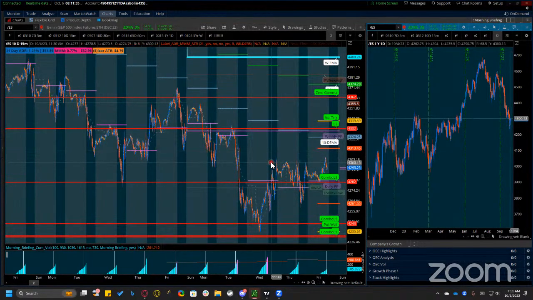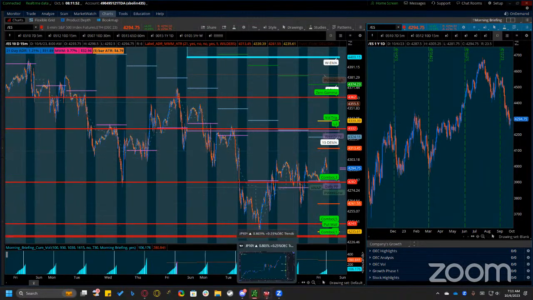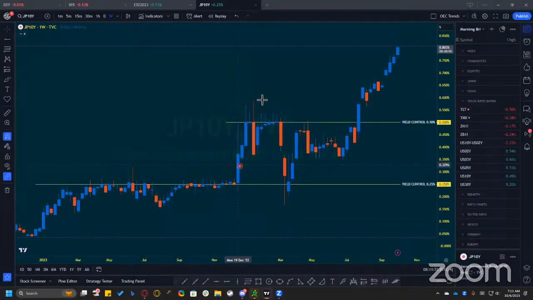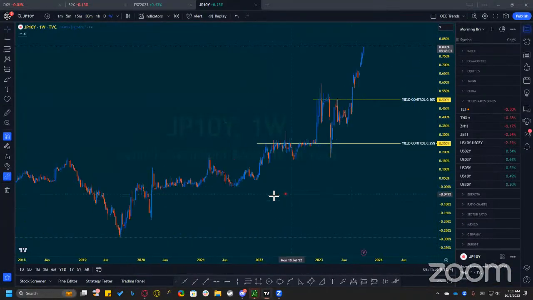And none of this has anything to do with JP Morgan. Has nothing to do with the JPY, US dollar JPY pair. It has nothing at all to do with the currency discussion. This is its own situation.